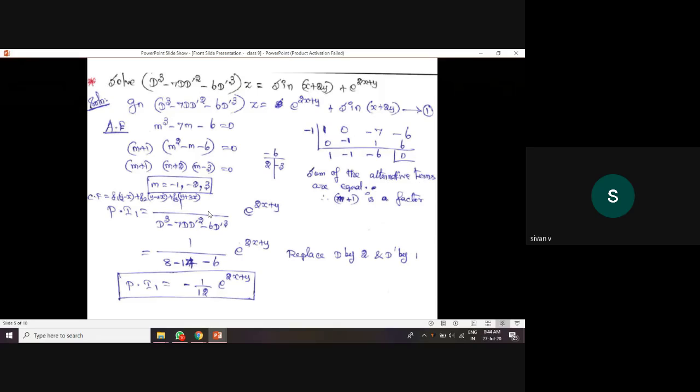Solve D cube minus 7 D D dash square minus 6 D dash cube of z equals two right hand side terms. One is trigonometrical, sin of x plus 2y, and the second one is exponential, e power 2x plus y. This sin of x plus 2y, we are going to learn newly. This e power 2x plus y we have already studied in the previous model.